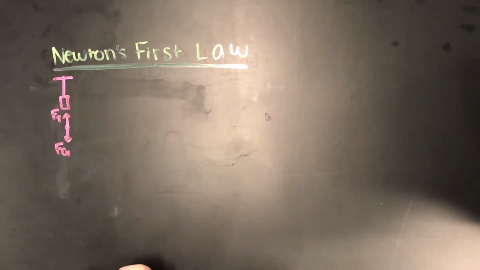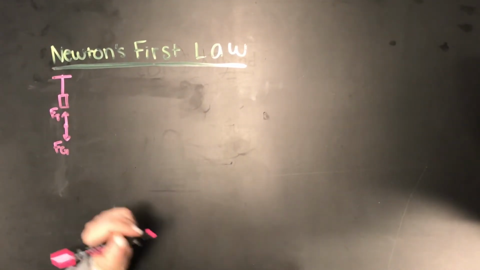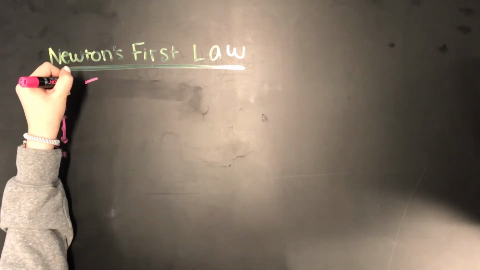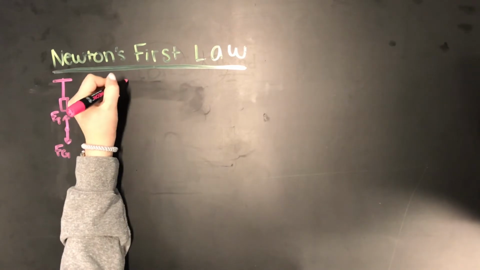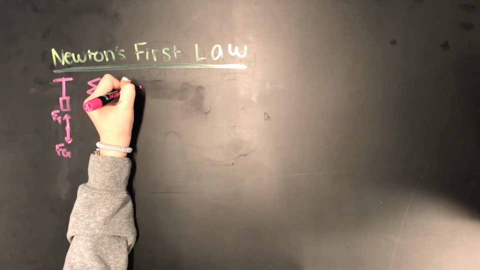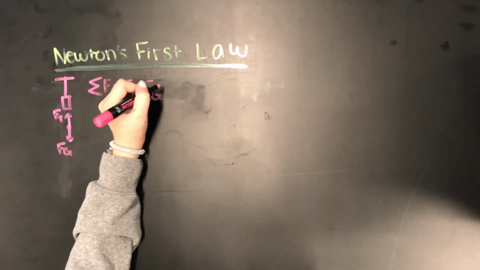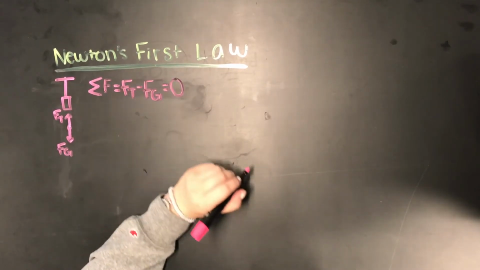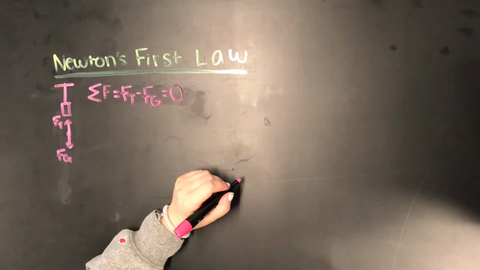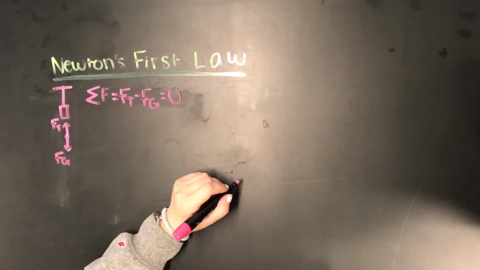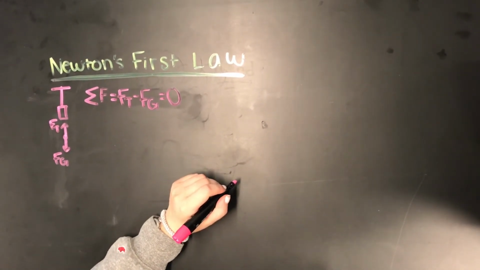And the next part is what's the net force equation. So for the net force equation, you do sigma F equals Ft minus Fg, and because it's constant, it equals 0. And then the next part asks, if the gravitational force of the phone is 23 newtons, what is the tension force?